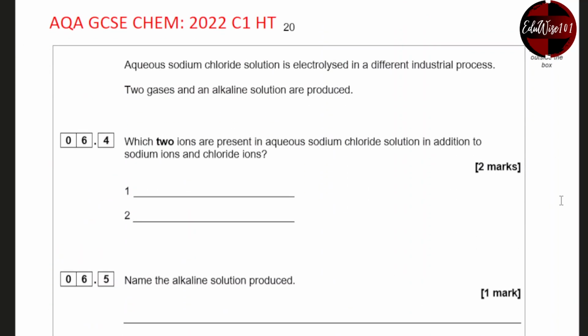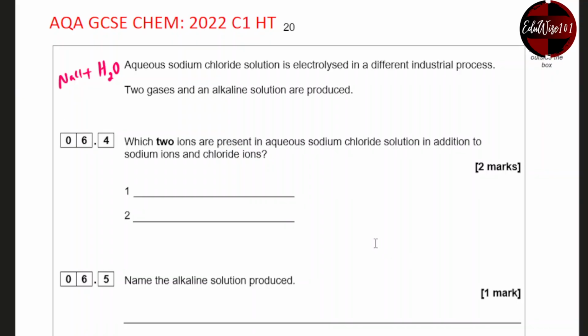Aqueous sodium chloride is electrolyzed in a different industrial process. So aqueous sodium chloride means sodium chloride in water, right? It's basically salt water. So that would contain water as well. So H2O plus the sodium chloride, which is dissolved.